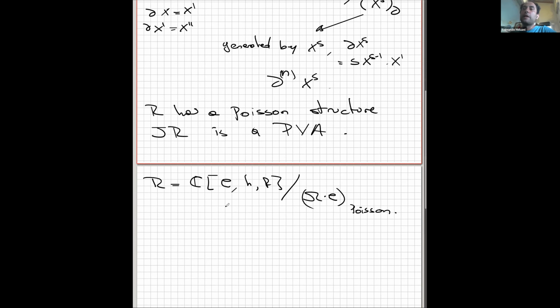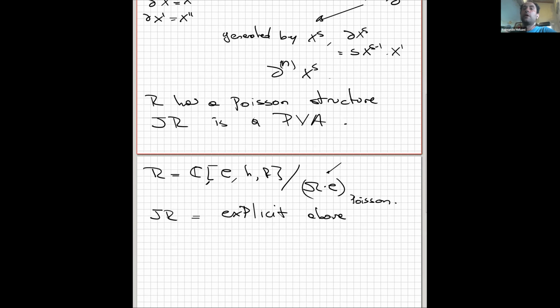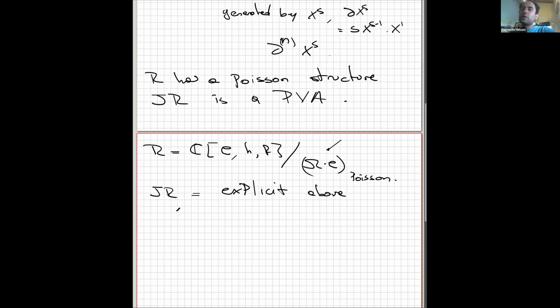And then I just gave you an explicit description of what this JR is. It's an explicit description as a quotient of a polynomial algebra. You just take a commutative algebra generated by infinitely many variables, which are E, H, and F and all of their formal derivatives, and you divide by this and all of its derivatives and all of the Poisson brackets of these in this Poisson algebra. This one is an example that doesn't have a trivial Poisson bracket. Okay, so this is everything that you need to take from this talk.